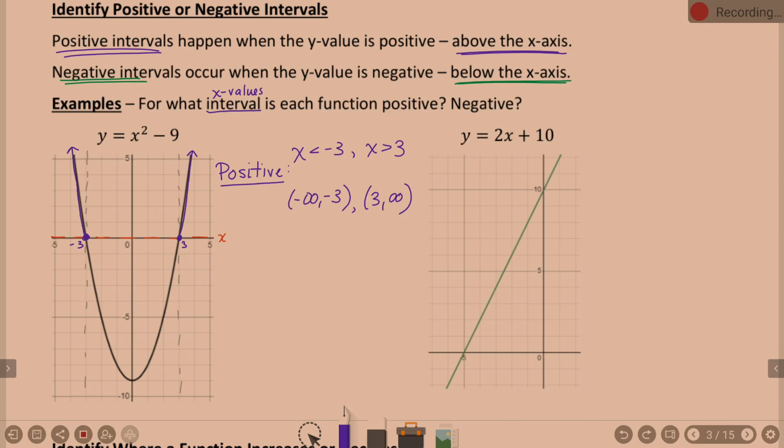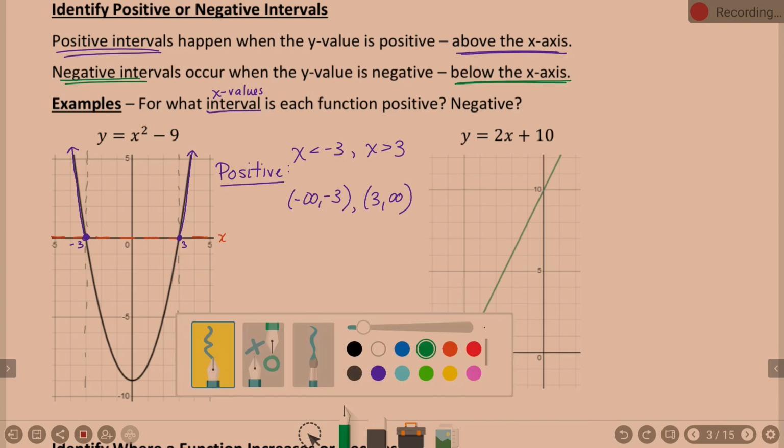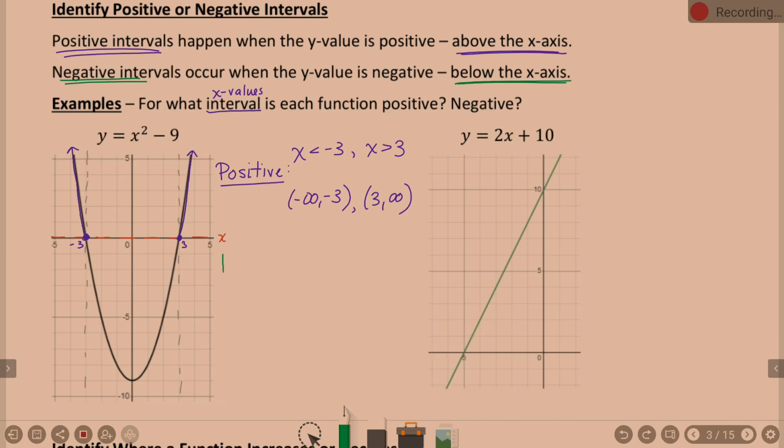Now, I probably should have started with negative. The positive was the harder one to do on this example. The other piece of this is when is this graph negative?